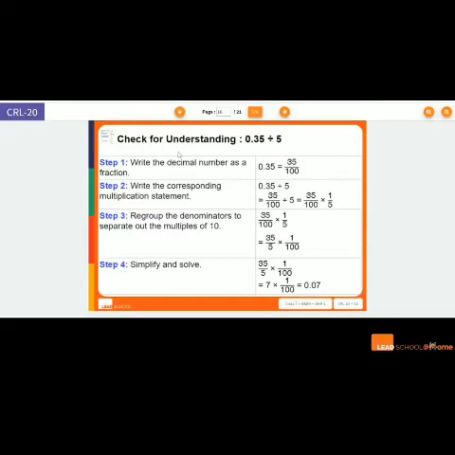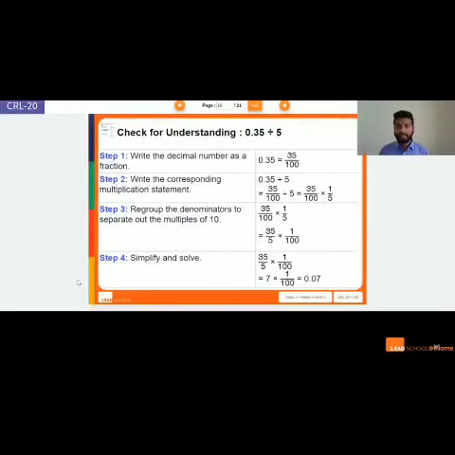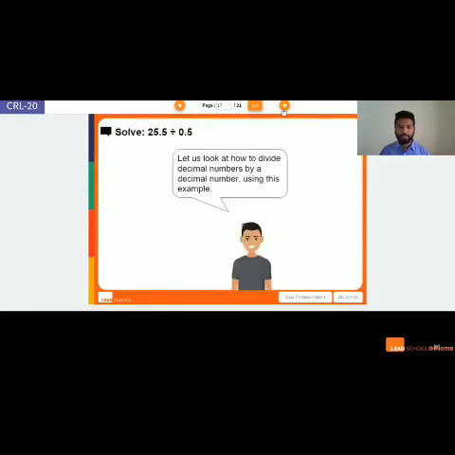Last 20 seconds. 10, 9, 8, 7, 6, 5, 4, 3, 2, and 1. Great. I hope all of you have noted down these steps in your notebook. Let us go to the next slide.